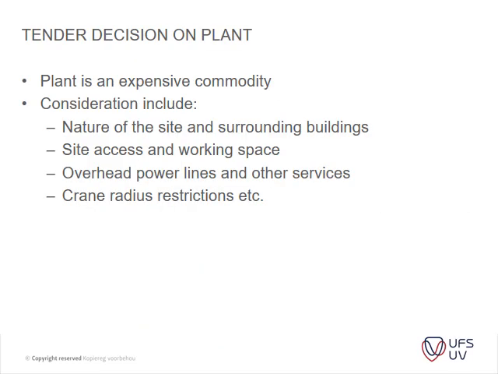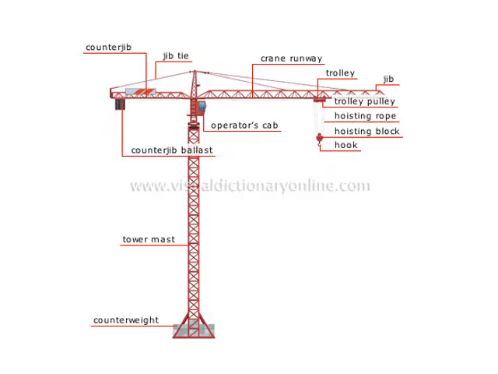Then the tender decision on plant. Plant is an expensive commodity, and you need to consider certain items like the nature of the site, the surrounding buildings, site access, working space, overhead power lines, and other services. Then you have your crane radiuses that you need to consider as well. We'll do that now in the next example. We'll have a look at it.